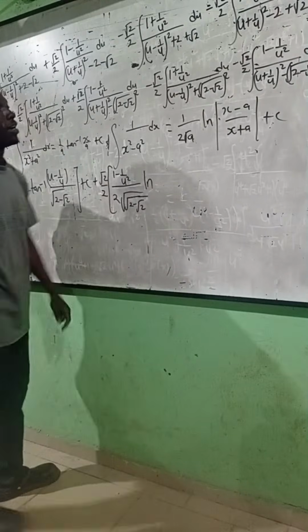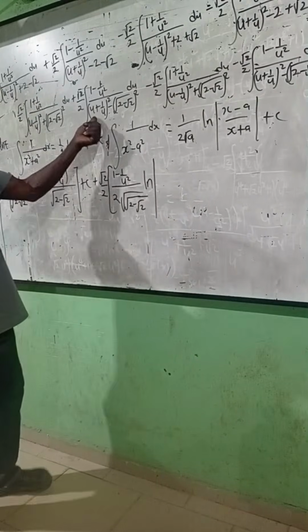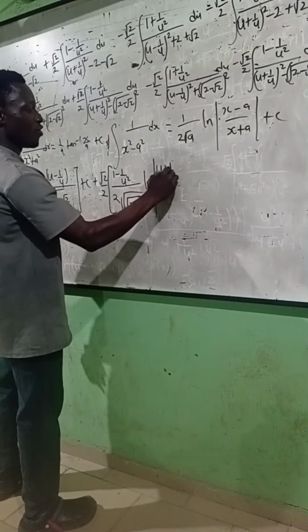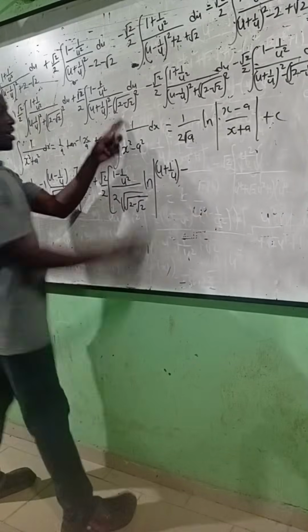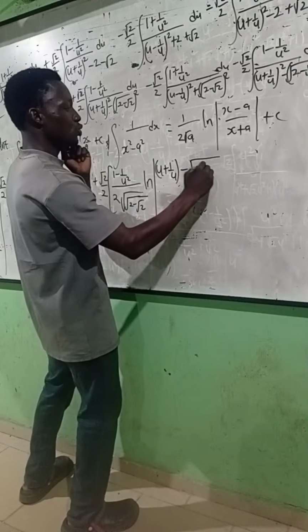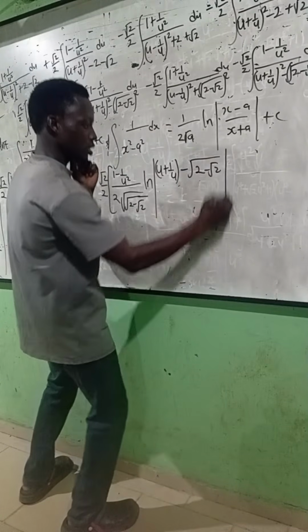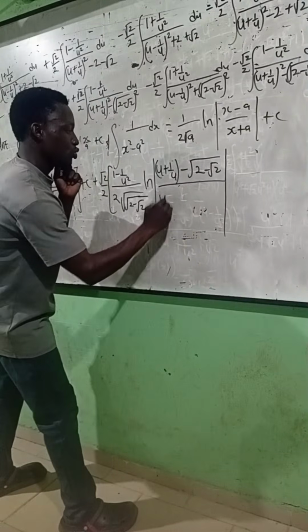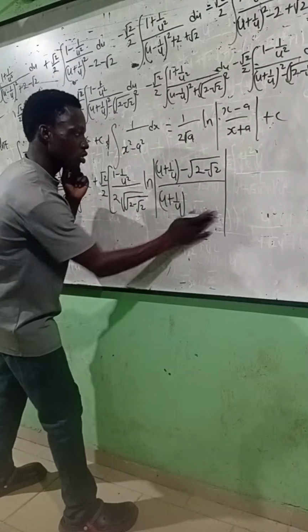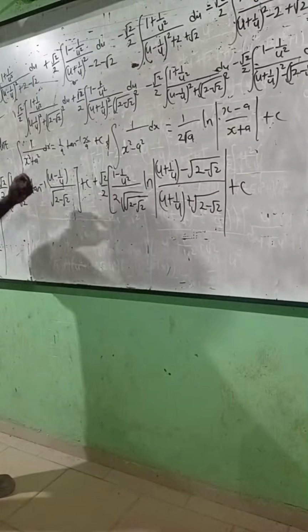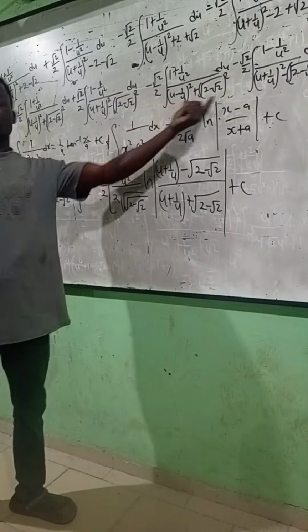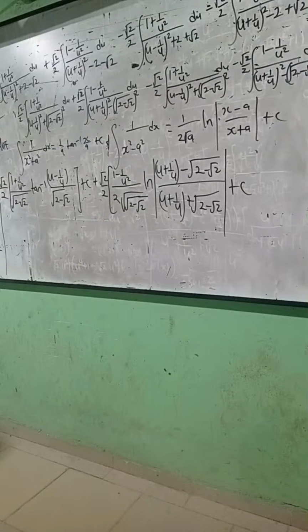ln of, what's our x here? u plus 1 over u, minus a, what's our a? Root 2 minus root 2, divided by u plus 1 over u, plus root 2 minus root 2, plus c. This is the answer to this one. It remains the third and the last one. What is it? Share this one.